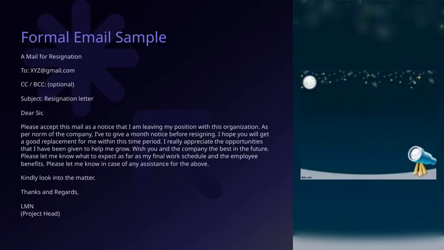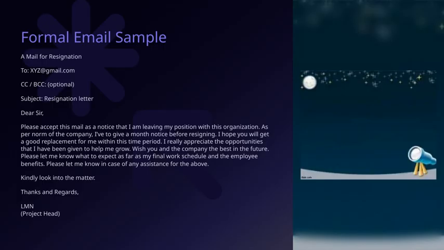Please accept this email as a notice that I am leaving my position with the organization. It's important to mention that, as per company norms, a 1-month notice period is usually required before resigning. This helps ensure a smooth transition and gives the company enough time to find a suitable replacement. The sender expresses hope that the company will find a good replacement during this notice period, which shows consideration and professionalism. They also take a moment to appreciate the opportunities they've had to grow within the organization, reflecting gratitude and positive regard.